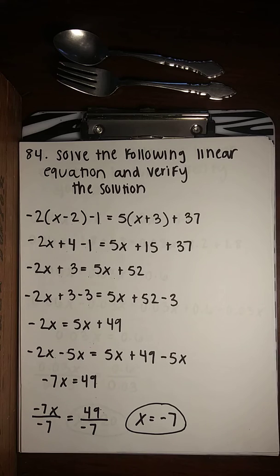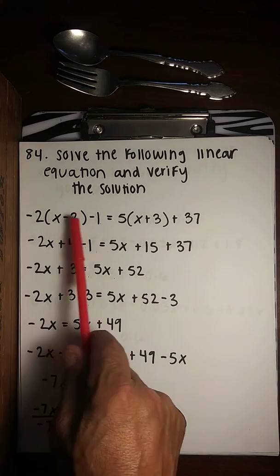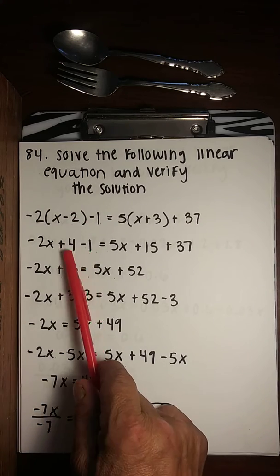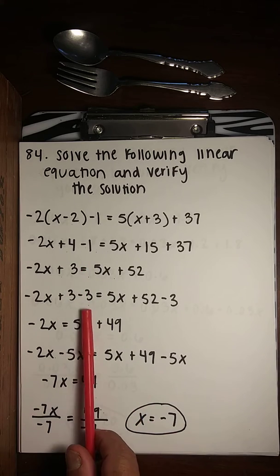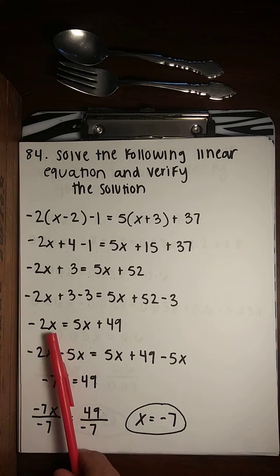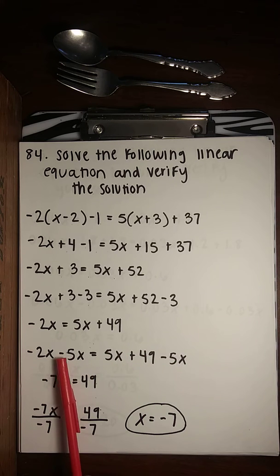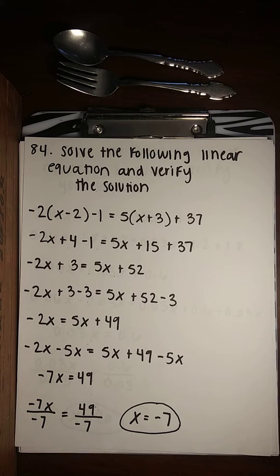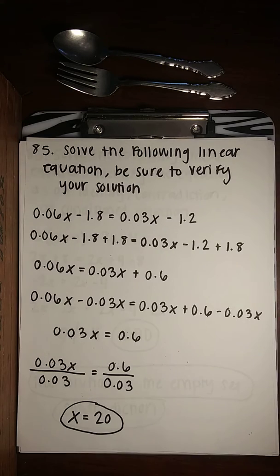Negative 2 times x is negative 2x, and negative times negative is positive 4. These together are going to be 3. So now we're going to go minus 3, these are gone. Negative this equals this. Now minus 5x, these are gone. So we have negative 7x equals 49, divide by 7, the answer is negative 7.